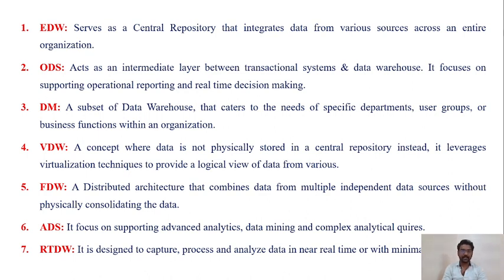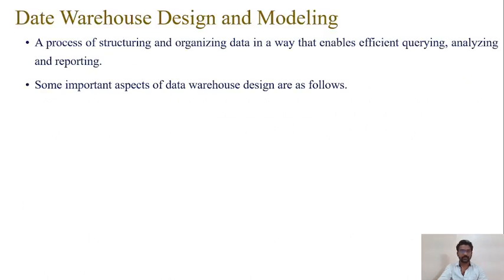The sixth one is ADS. It focuses on supporting advanced analytics, data mining, complex analytics queries, etc. The last one is RTDW, which is called a real-time data warehouse. It is designed to capture, process and analyze data in real time or with minimal latency. So it captures the processes which take place in real time or with minimum latency. These are the 7 types of data warehouse involved in the process.